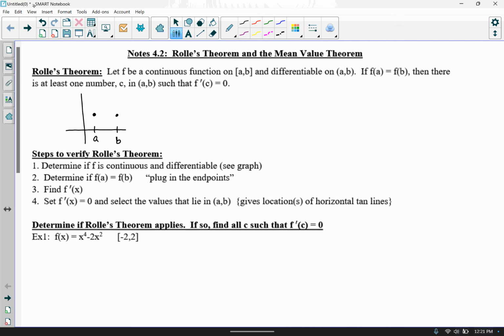Hi there. So here in section 4.2, we're going to look at two theorems that help us further analyze our graphs, and those will be Rolle's theorem here on the first page and the mean value theorem on the second page. So we'll go ahead and start right away into Rolle's theorem.